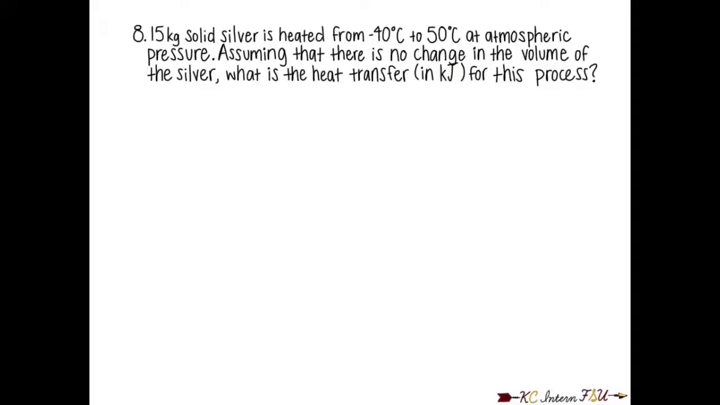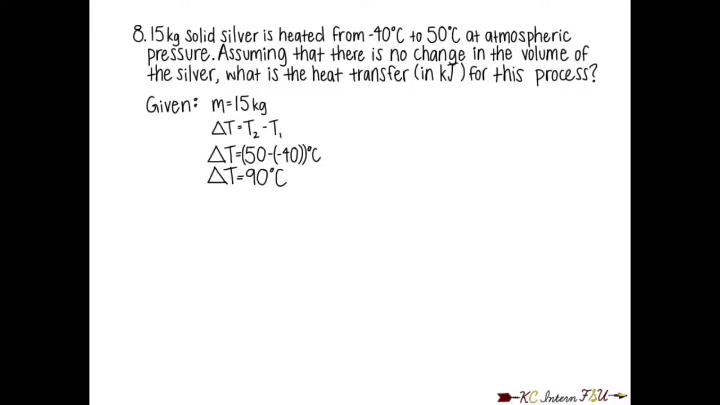Question 8. 15 kilograms solid silver is heated from negative 40 degrees Celsius to 50 degrees Celsius at atmospheric pressure. Assuming that there is no change in the volume of the silver, what is the heat transfer in kilojoules for this process? The given information includes M equaling 15 kilograms. The difference in temperature can be determined by subtracting T1 from T2, which we find to be 90 degrees Celsius.